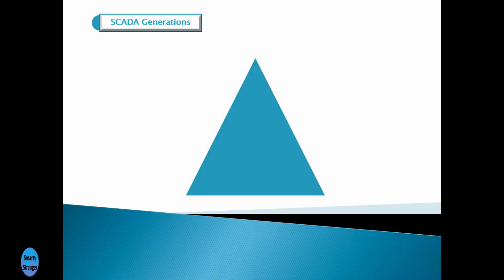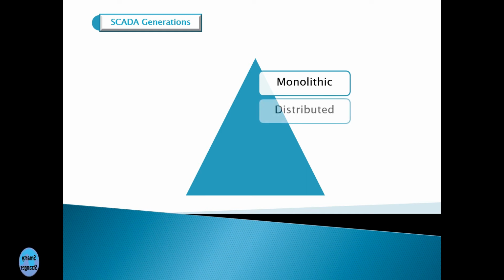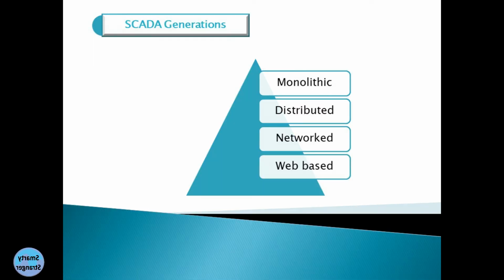SCADA systems have evolved through four generations as follows. First generation, monolithic or early SCADA systems. Second generation, distributed SCADA systems. Third generation, network SCADA systems. Fourth generation, web-based SCADA systems.